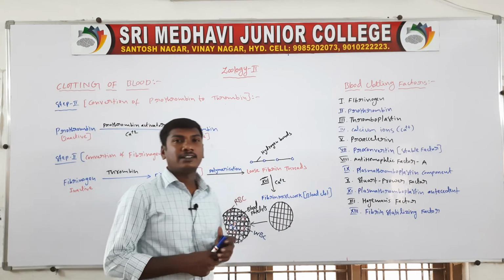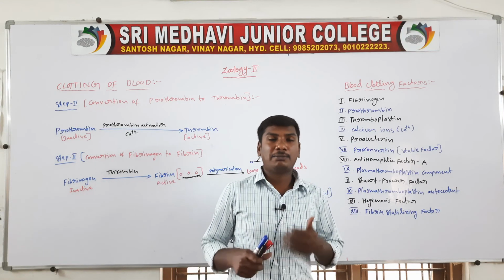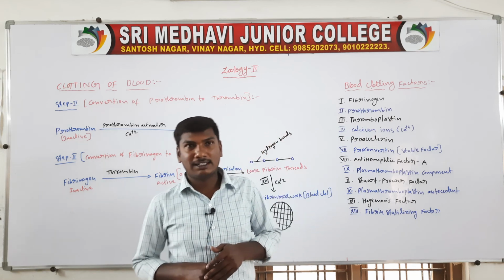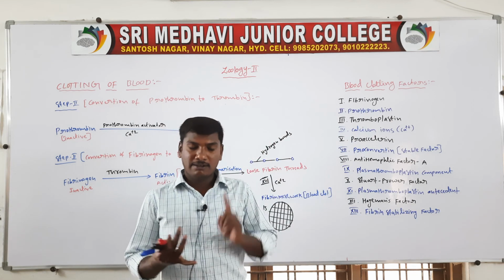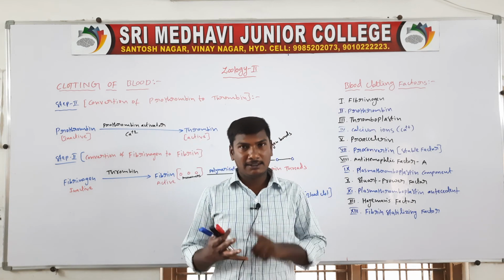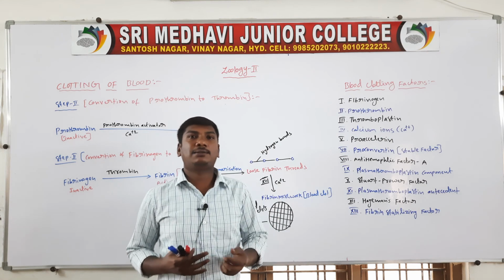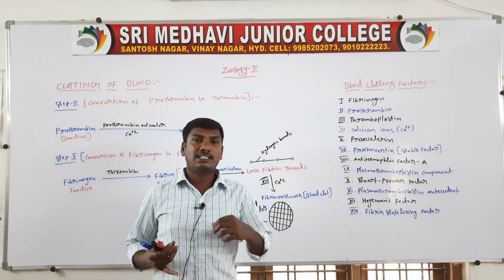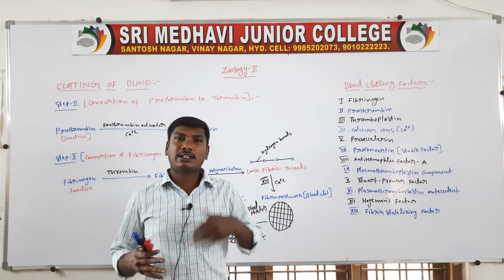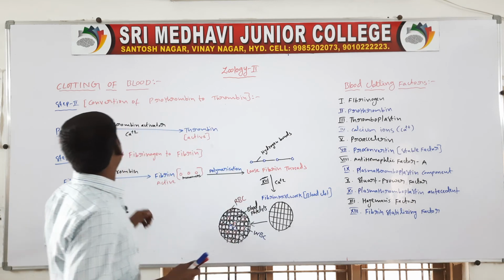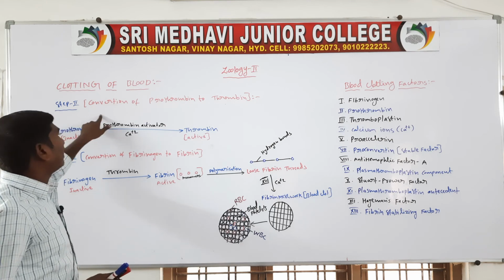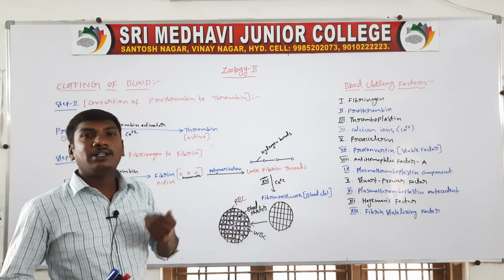Hello everyone. Let's discuss blood clotting. In the previous class we discussed the mechanism of blood clotting reactions: vasoconstriction, platelet plug formation, and blood clotting. Blood clotting contains three steps. Step 1 is the formation of prothrombin activator, which is completed. Next we discuss step 2, conversion of prothrombin to thrombin.